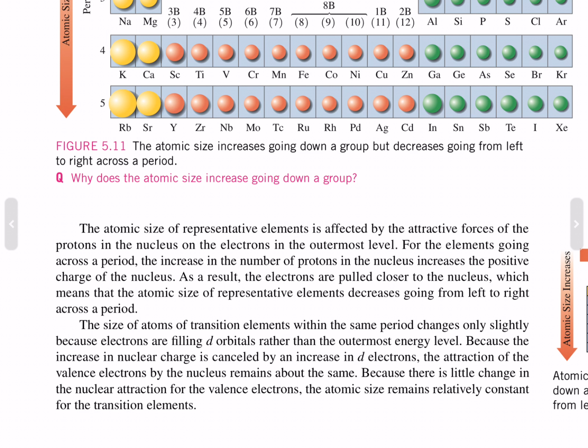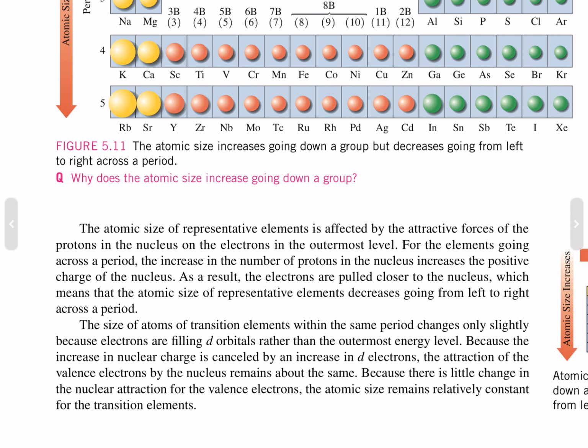The size of atoms of transition elements within the same period changes only slightly because electrons are filling the d orbitals rather than the outermost energy level. Because the increase in nuclear charge is cancelled by an increase in d electrons, the attraction of the valence electrons by the nucleus remains about the same.